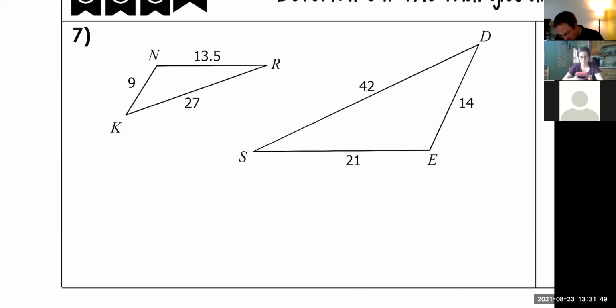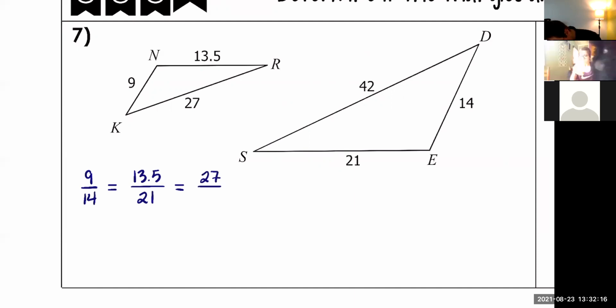So if I was working my way around here, if it looks like one's rotated from the other, I would say the 9 and the 14 probably go together. The 13.5 and the 21 should go together. And then that leaves the 27 and the 42. Now, I know that 27 and 42, if I divide a 3 out of each of those, I get a 9 over 14 as well. The one that's sneaky is this one here in the middle.